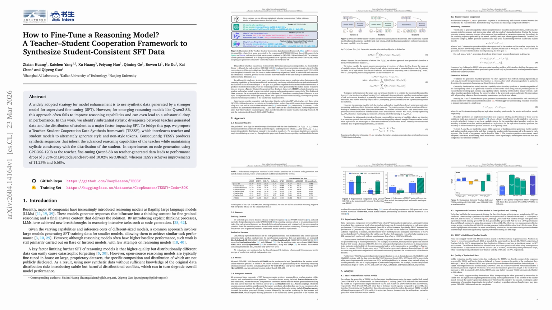Boundary models are trained as token-level sequence labelers on 100K annotated reasoning segments using Qwen3-0.6B base for efficiency. The final answer is generated by the student to preserve consistency. On code reasoning, using GPT-OSS-120B to supervise Qwen3-8B with teacher-only SFT drops performance by 3.25% on LiveCodeBench Pro and 10.02% on OJBench, whereas TESSI boosts Qwen3-8B by 11.25% and 6.68% on those benchmarks.